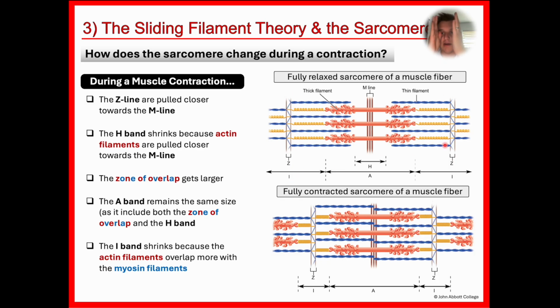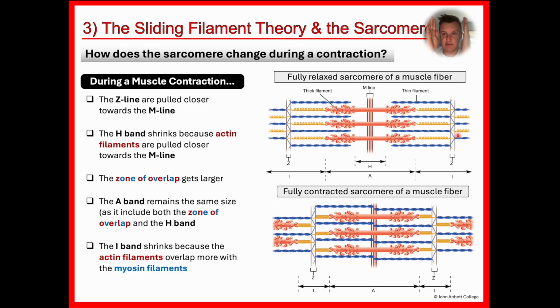How does that contract? You see that here from Z to Z, it's this distance. Then all of a sudden from Z to Z is a much smaller distance. It got contracted. How does that happen? Because here you see a fully relaxed sarcomere, and then this is fully contracted. So during a muscle contraction, the Z lines are pulled closer towards the M line. These lines here on each end, they are pulled towards the middle, right?